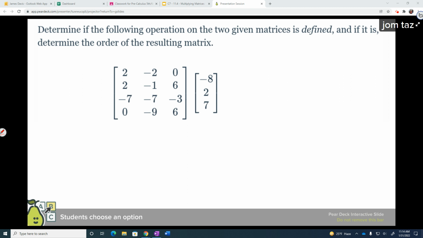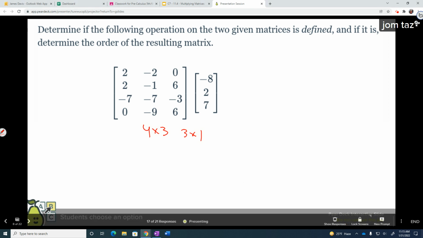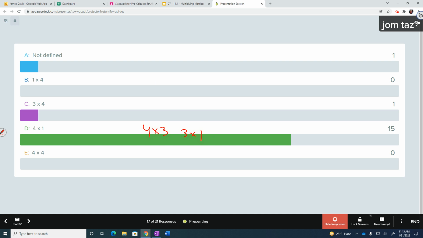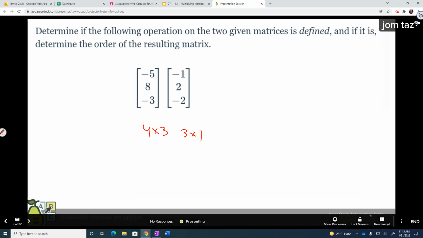Now these two, when you just look at them, it seems like there's no way you should probably be able to multiply those because they don't look anything like each other. But when you actually write out the dimensions, we got a 4 rows, 3 columns, 3 rows, 1 column. So they actually are the same in the middle, and the answer would be a 4 by 1. Okay, I got 2 more here.